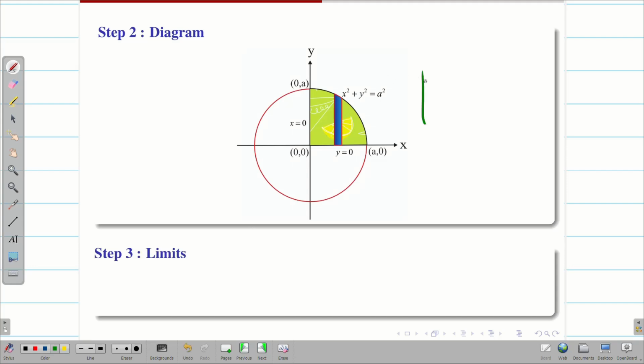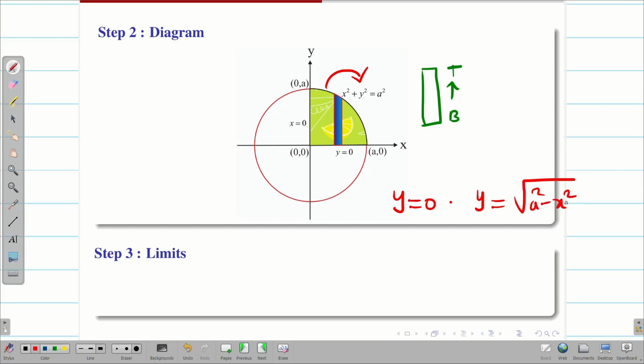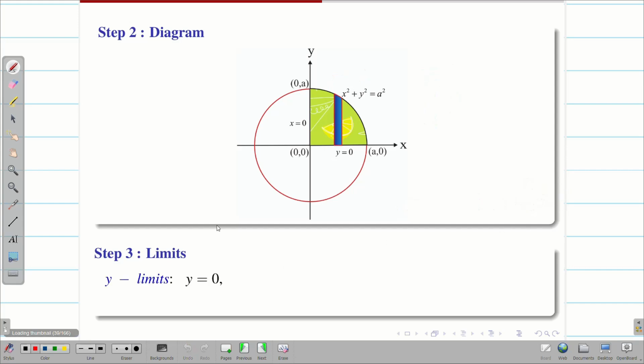I am taking the vertical strip which goes from bottom to top. See this bottom: the equation is y equal to 0, and when it touches the circle, the equation is y square plus x square equal to a square. So I will write y equal to the positive square root of a square minus x square. Therefore, my limits are y equal to 0 to square root of a square minus x square. Now the x limit. The minimum value of x is 0 and the maximum value it covers in the first quadrant is a. So the x limits are from 0 to a.